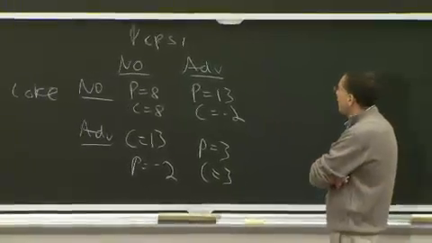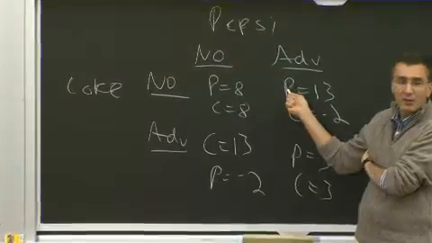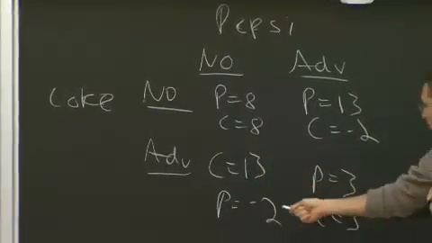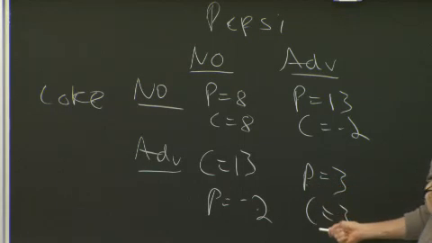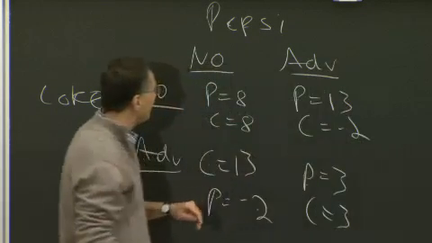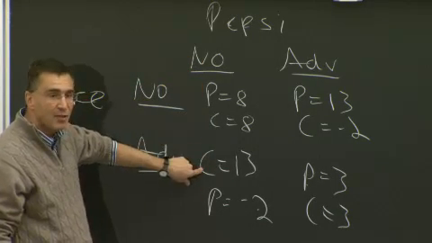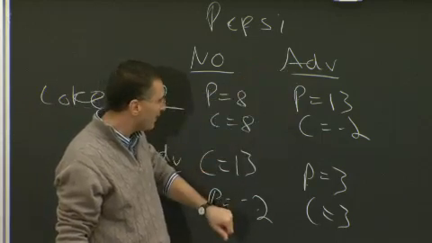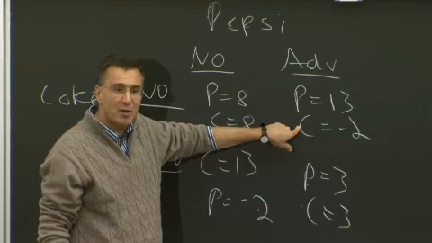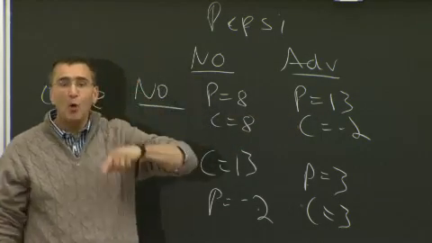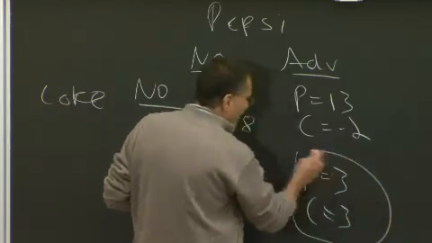So let's look at Pepsi. Pepsi says if Coke doesn't advertise, I'm better off advertising. If Coke does advertise, I'm better off advertising. So my dominant strategy is to advertise. Coke says, well, gee, if Pepsi doesn't advertise, I'm better off advertising. I make 13 instead of 8. If Pepsi does advertise, I make 3 instead of -2, so I'm better off advertising too. So my dominant strategy is to advertise. So for both firms, the dominant non-cooperative strategy is to advertise. So they both advertise, and you end up in this equilibrium.